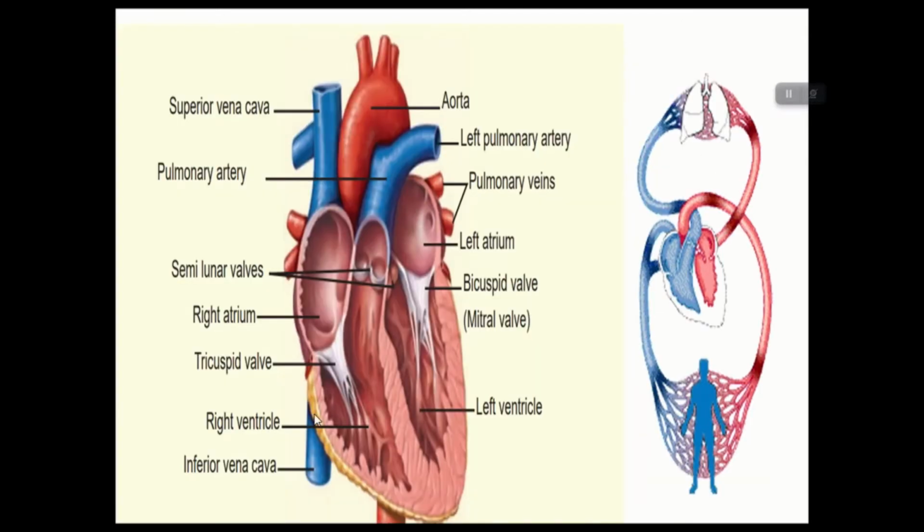Now draw your attention to this diagram. Right atrium, left atrium, right ventricle. Then in between left atrium and left ventricle, you can find, what's the name? This valve, bicuspid valve. Or what do we say? Mitral valve. Then next, you can see another valve. What's the name of this? It is in between right atrium and right ventricle. That is known as tricuspid valve.